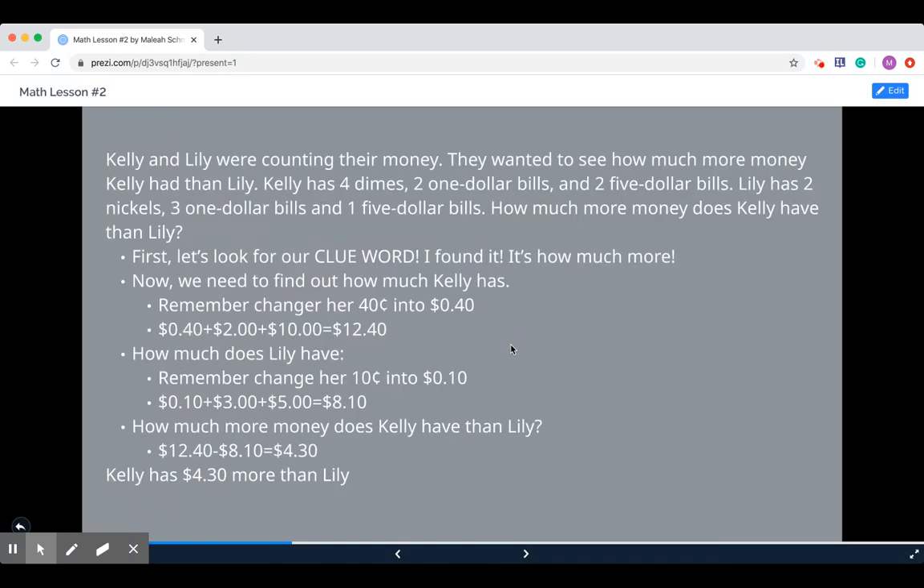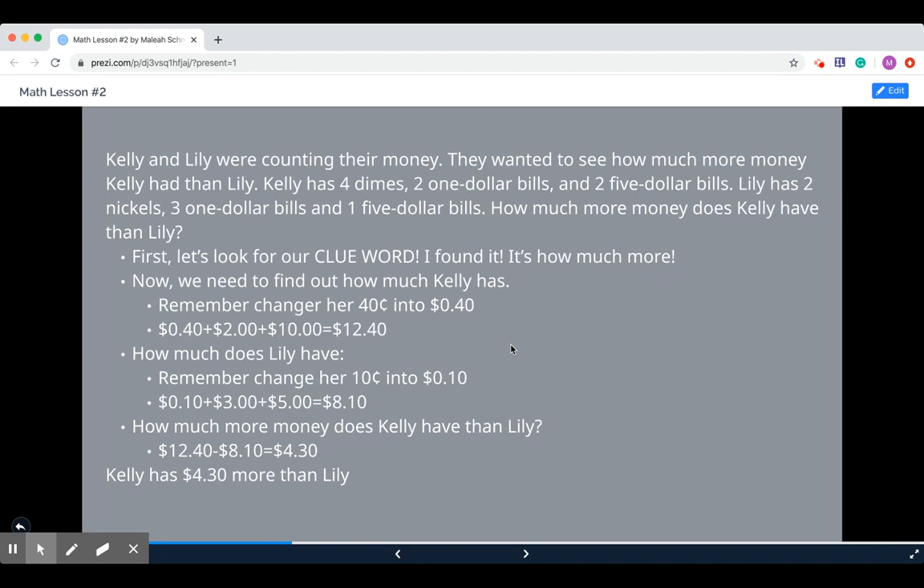Okay, so here's our second one you're going to follow along with. Kelly and Lily were counting their money. They wanted to see how much more money Kelly had than Lily. Kelly has 4 dimes, 2 $1 bills, and 2 $5 bills. Lily has 2 nickels, 3 $1 bills, and 1 $5 bill. How much more money does Kelly have than Lily? So first, let's look for our clue word. Oh, I found it. Our clue words, in this case, are how much more.